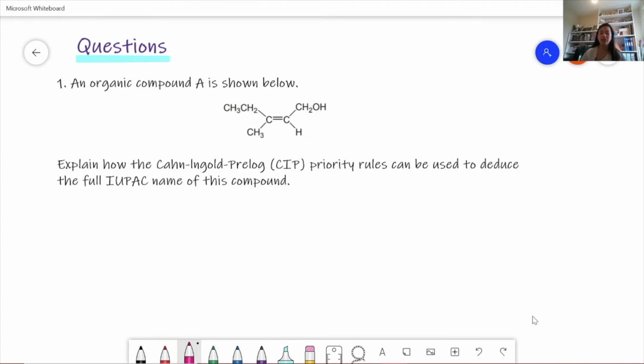Now we're going to look at some questions. So for question 1, an organic compound A is shown below. Explain how the Cahn-Ingold-Prelog (CIP) priority rules can be used to deduce the full IUPAC name of this compound. So what we need to remember is that the first step is to look at the atomic numbers. So we compare the atomic numbers. And this is only if the atoms which are attached to the carbon are different.